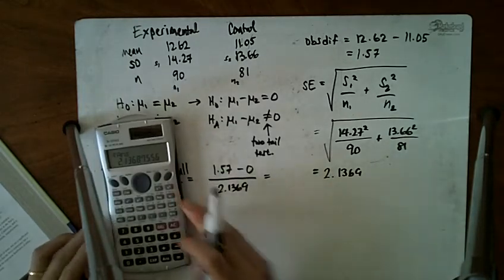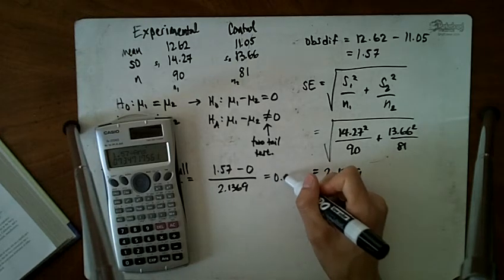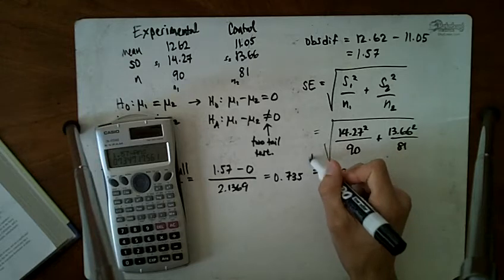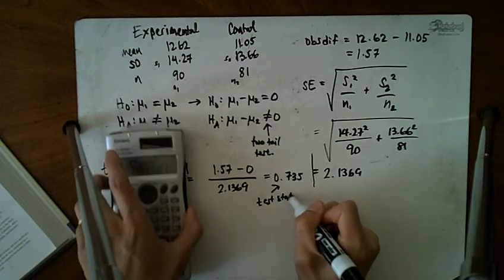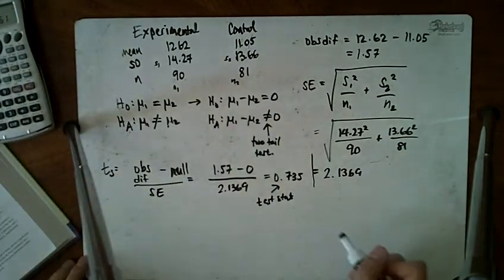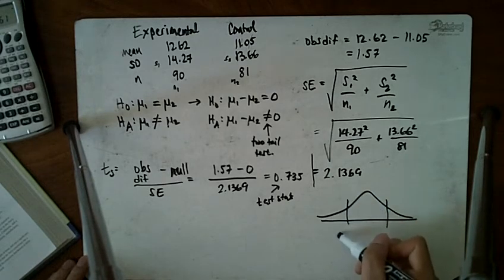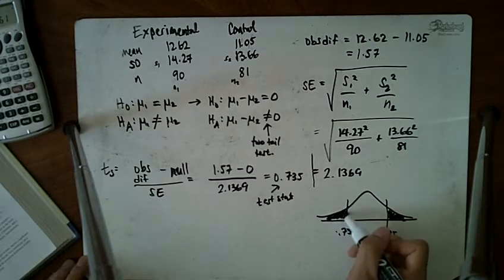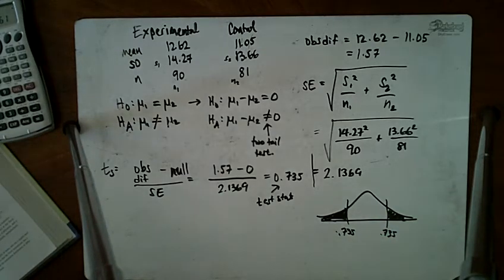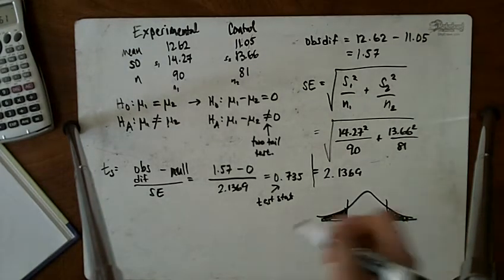I just leave my numbers in the calculator, and I'm going to do 1.57 divided by that answer, and I get a test statistic of 0.735. So this is my test statistic, which is my t-score basically that I'm going to be looking up. And so here it shows that I am 0.735 away from the mean, and I'm looking for the area in the tail, but because it's a two-tailed test, I've got to double that area in the tail. So I would find the area in one of the tails and then double it.